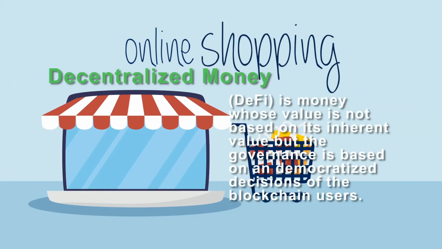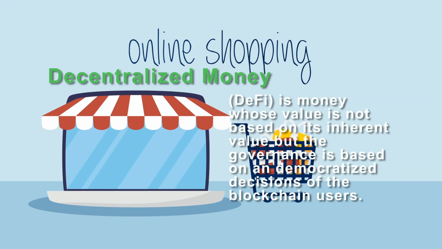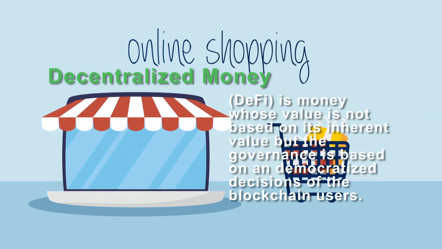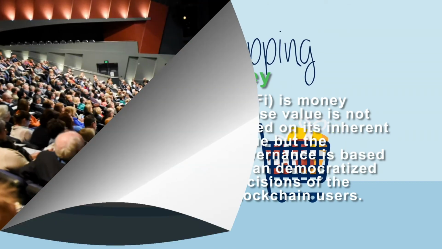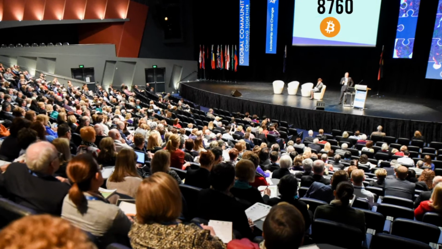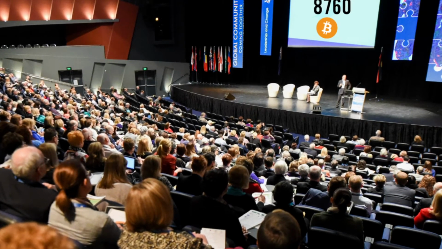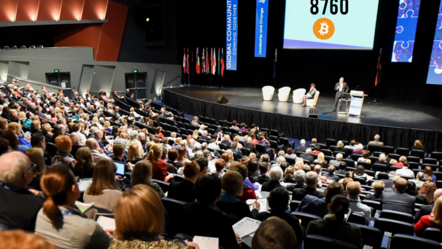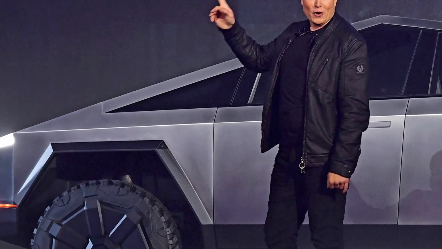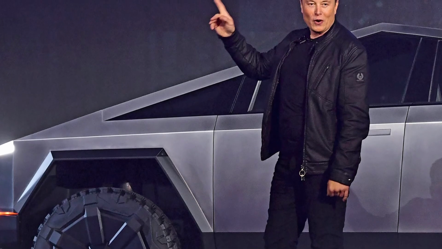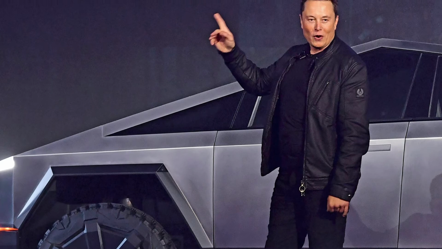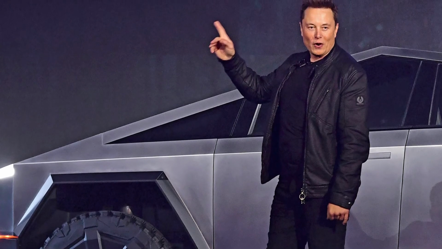Decentralized money, or DeFi, is money whose value is not based on its inherent value, but is based on the governance of the democratized decisions of the blockchain users. There really is no clear example of this system yet while I'm filming this video in 2021, but many crypto leaders are trying to develop this type of money on a decentralized blockchain. And because this system is still extremely early, you may see people trying to push this type of system through a Bitcoin gold standard system, which is no different than the representative money or commodity money systems used, but with a cool new medium.